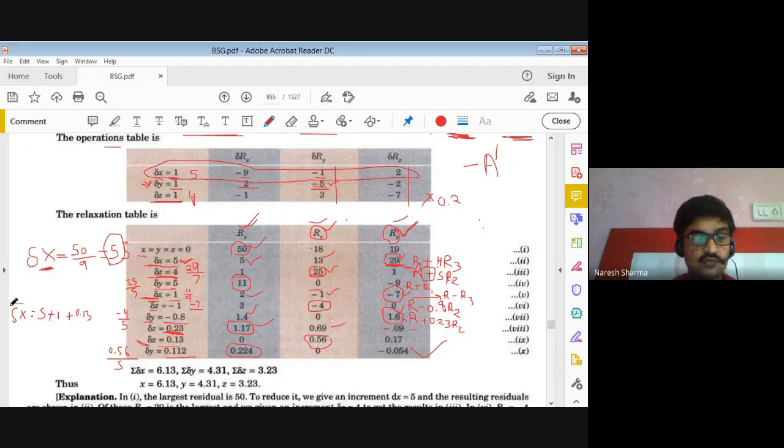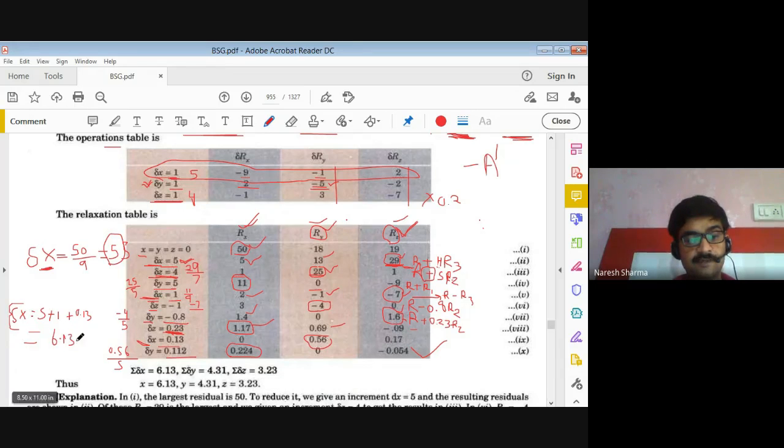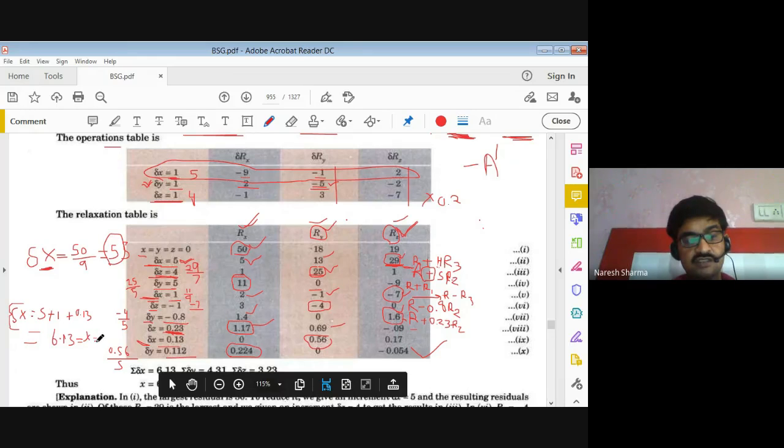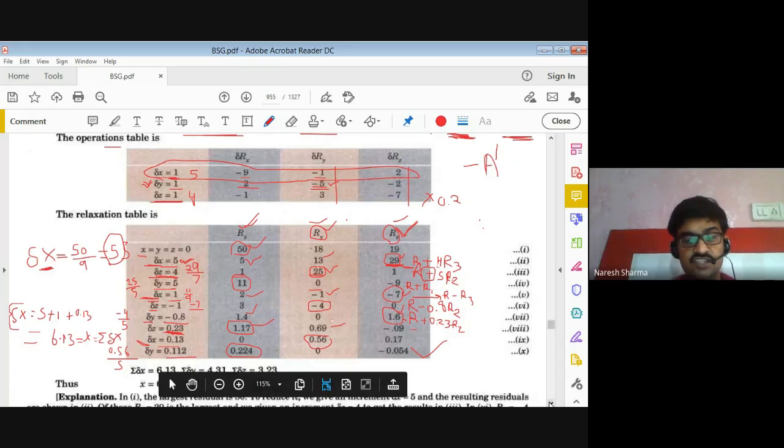So we just use the addition symbol here. So that is 6.13. This is your required value of the variable x, which you can calculate by using the sum of all changes in x. Similarly, you can check the change in y and the change in z.